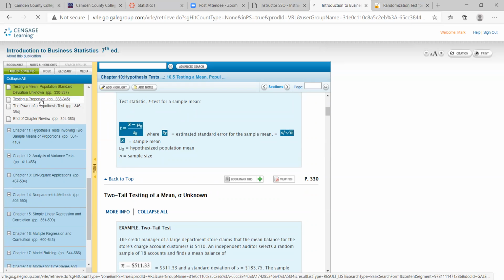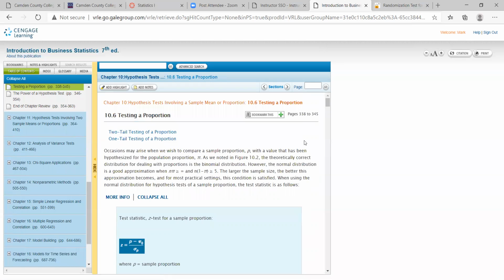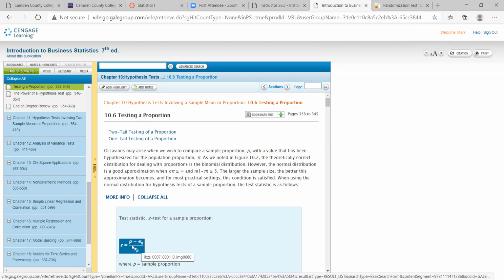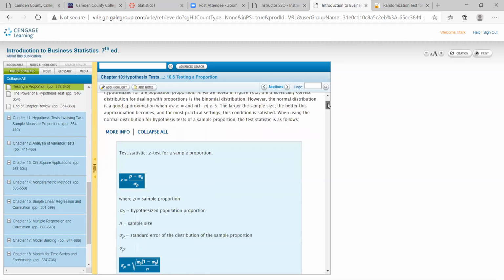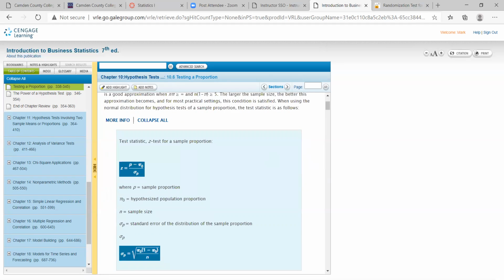Then if we did a proportion, then our z-score is going to be p. Now, in the symbols that we're going to be using, it's going to be p hat, the sample proportion, minus p, the population proportion, or p0, divided by sigma p, the standard error for the proportion. By the way, this is the formula here.